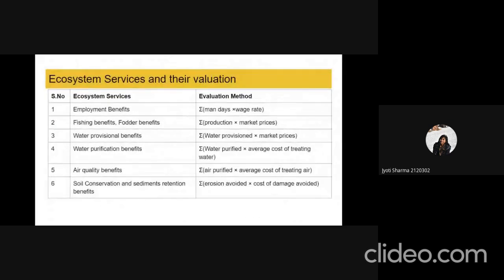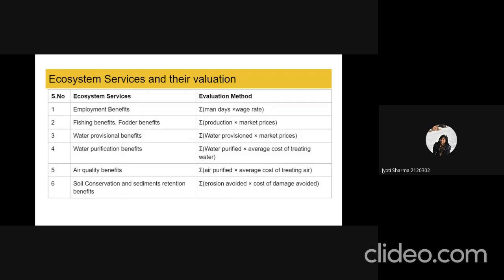Then, because we want to do the valuation of ecosystem services, we have some evaluation methods. If we want to know the benefit that ecosystem services will have on employment, we can estimate it from the working days and then the wage rate: what is the wage rate, and how many people are working in that ecosystem. This is how we can estimate the employment benefit.